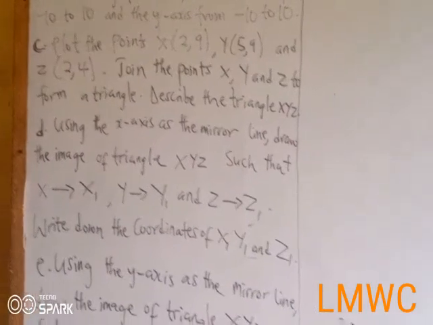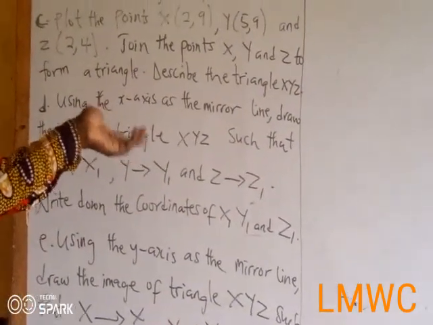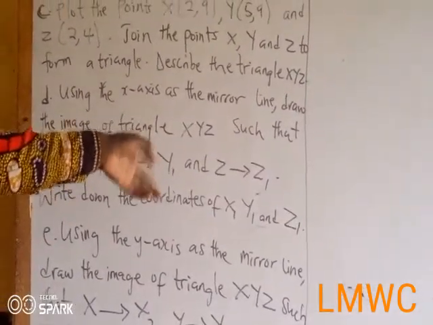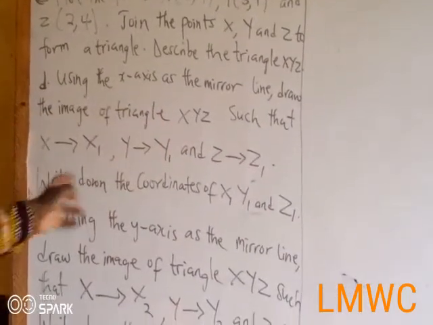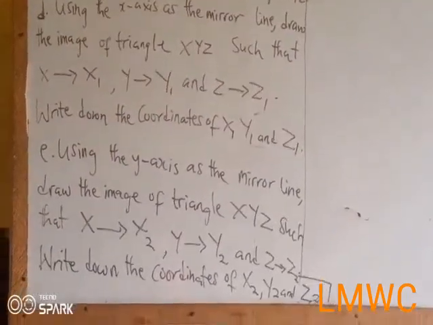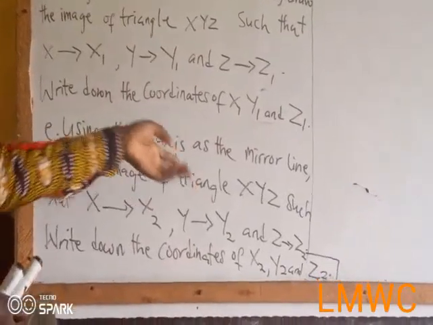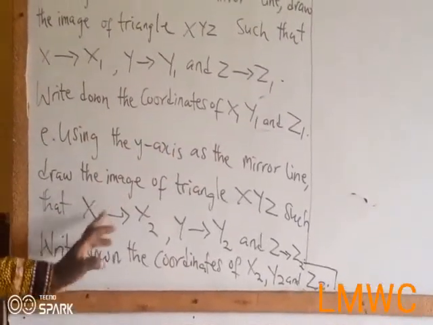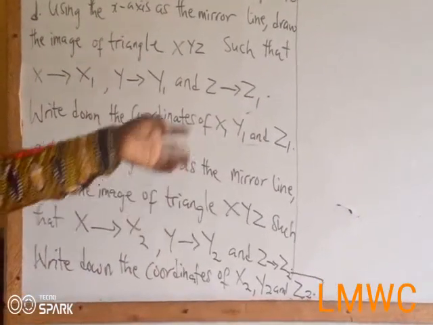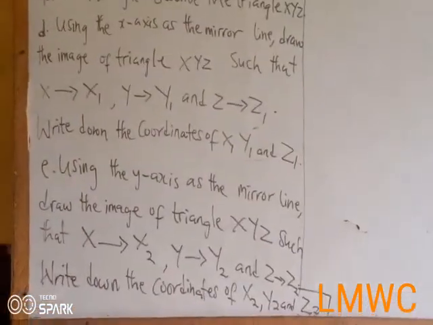D. Using the x-axis as the mirror line, draw the image of triangle XYZ such that X maps to X1, Y maps to Y1, and Z maps to Z1. Write down the coordinates of X1, Y1, and Z1. G. Using the y-axis as the mirror line, draw the image of triangle XYZ such that X maps to X2, Y maps to Y2, and Z maps to Z2. Write down the coordinates of X2, Y2, and Z2.